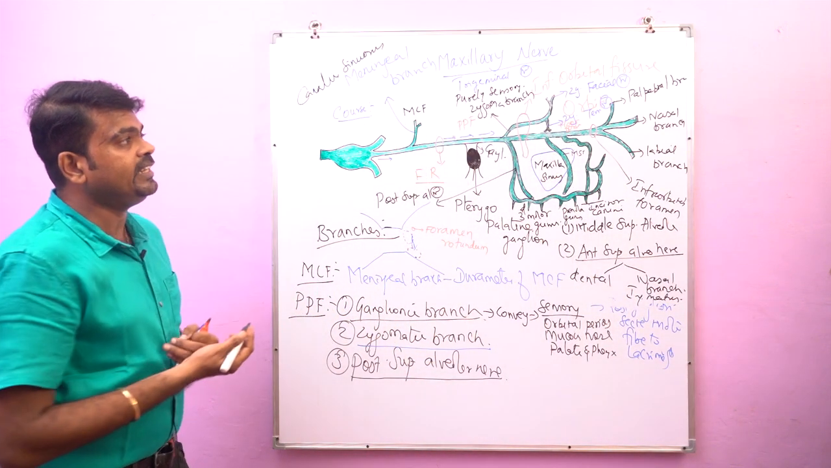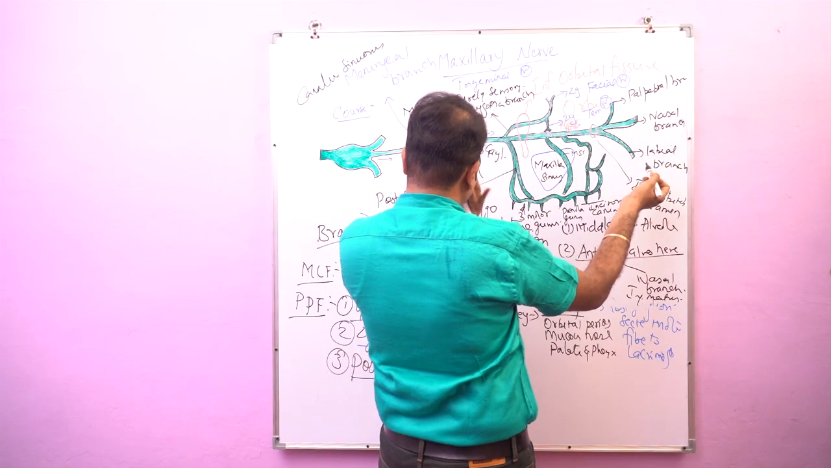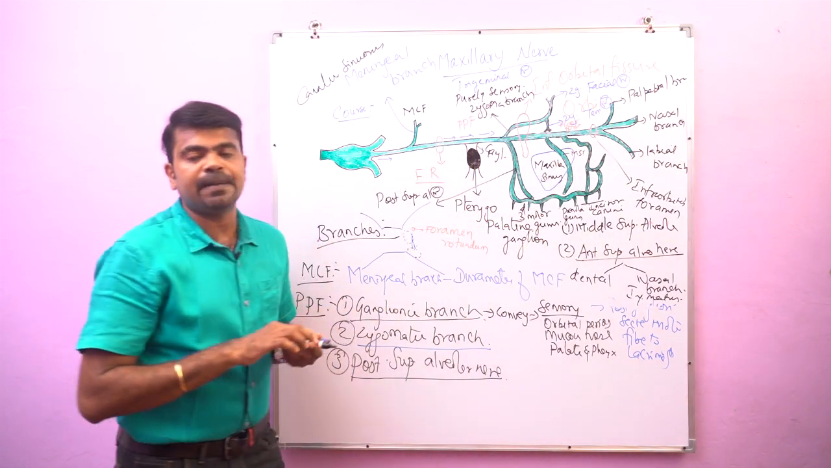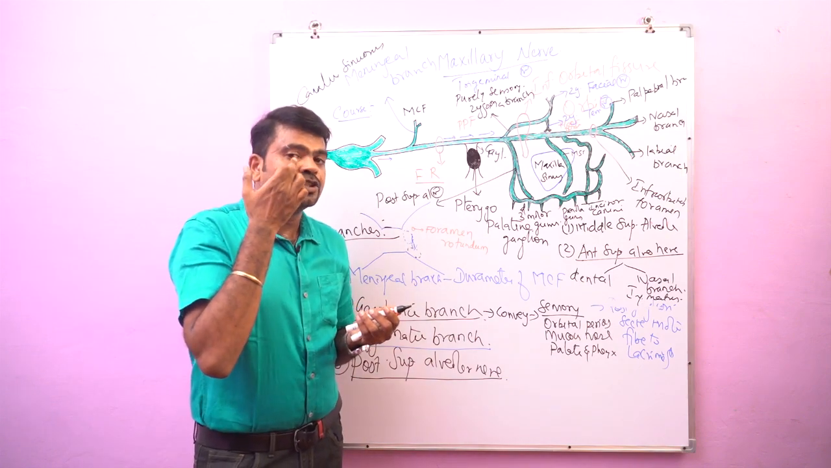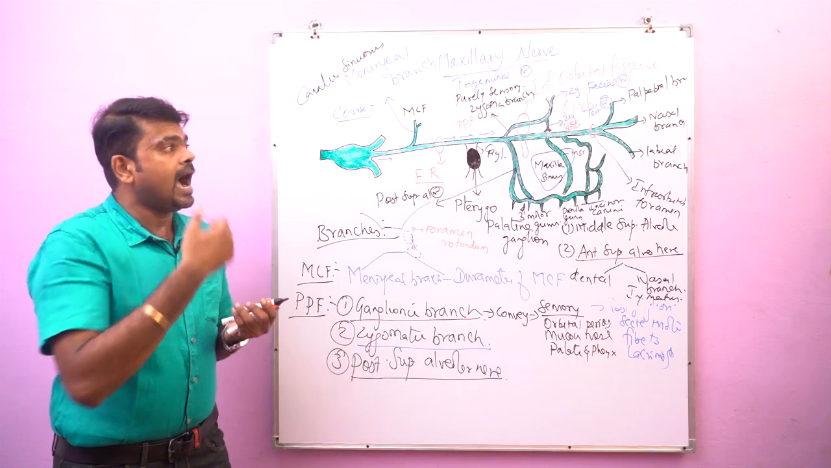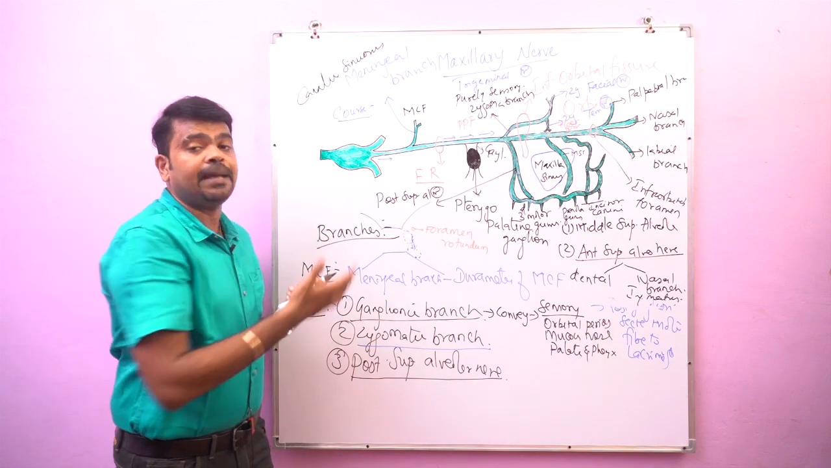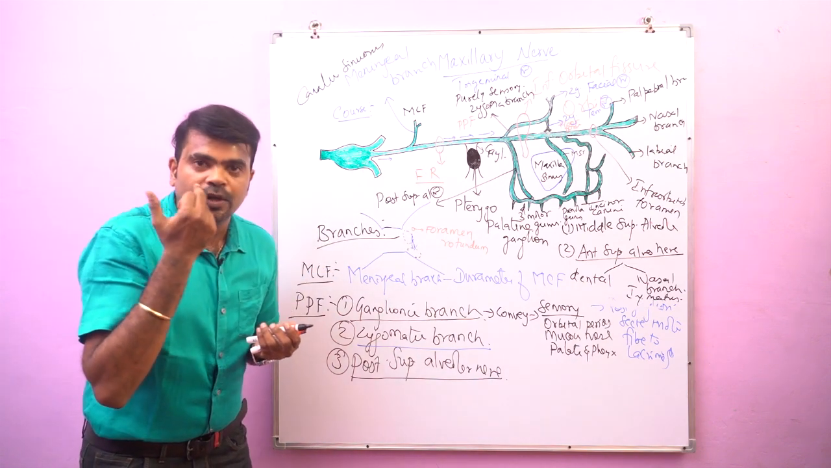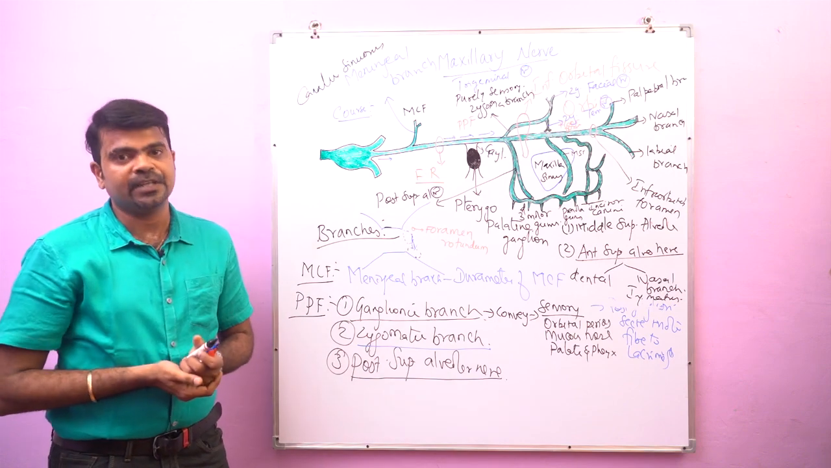And next we'll go to the terminal branches. That is the palpebral branch, nasal branch and labial branch. So here we can see this is the infraorbital foramen. This palpebral branch is going to supply the skin of the lower eyelids, and the nasal branch is going to supply the skin of the side of the nose, whereas the labial branch passes downwards and is going to supply the skin of the upper lip. So this is about the maxillary nerve.